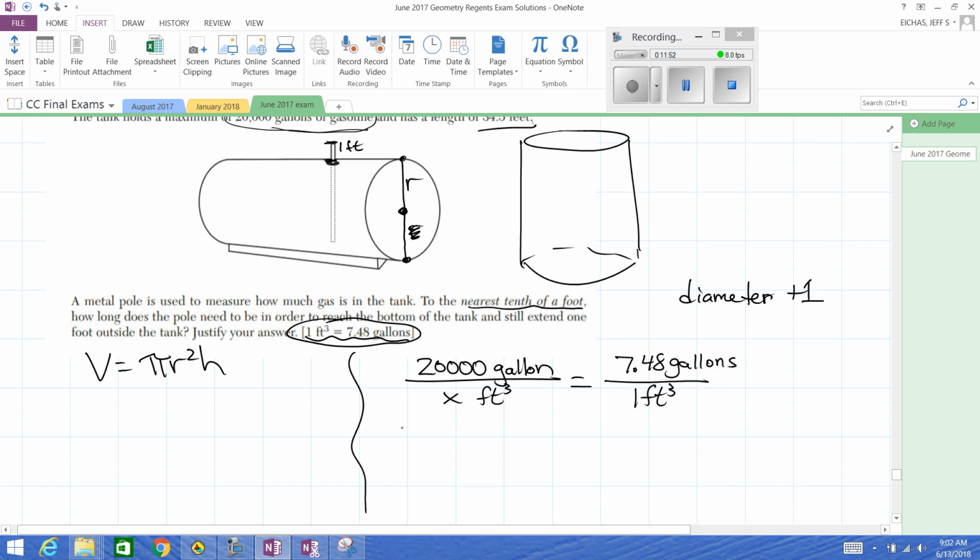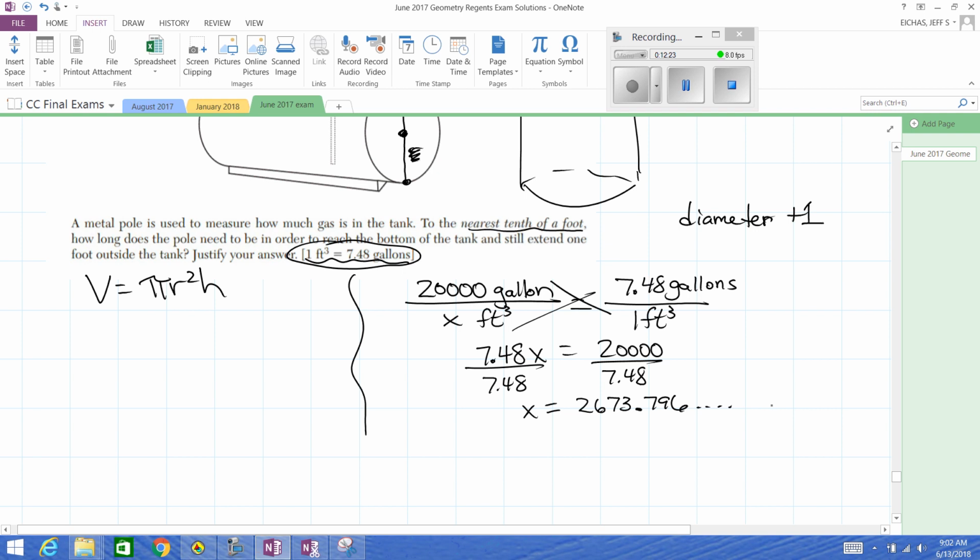Okay, now I'm going to ignore units of measure, but science would never do that. So I'm going to just say 7.48x equals 20,000, because 20,000 times 1, divided by 7.48, and what we've come up with is the cubic feet that we needed. So let's type that in. 2,673.796. Now, one of the things we're supposed to teach is that you don't round until the end. So leave this in your calculator and use it for future steps.